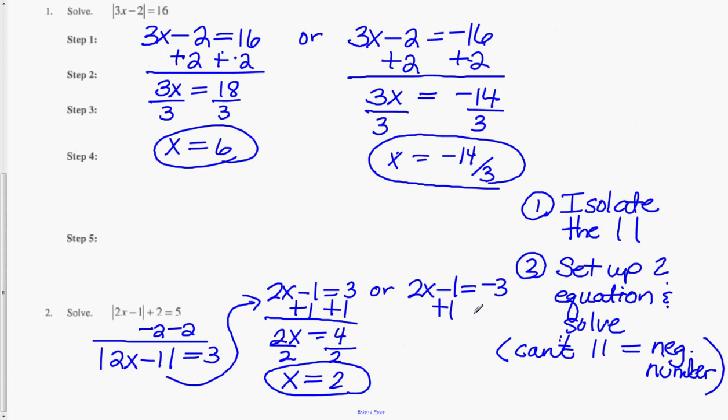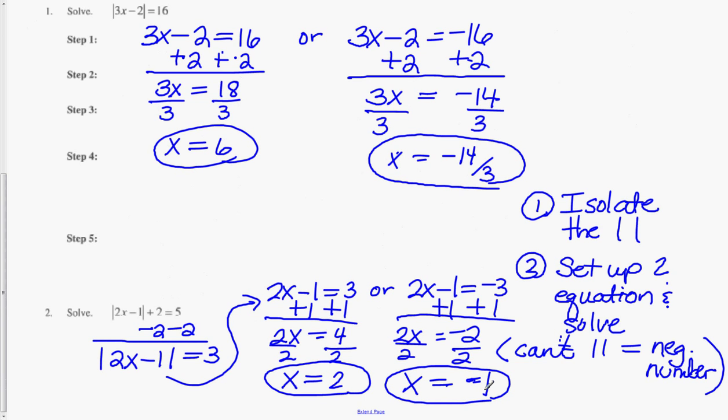I'm going to go to the next equation, add 1 to both sides. So 2x equals negative 2. Divide by 2. So x equals negative 1. There's my second solution. So these aren't too bad so far.